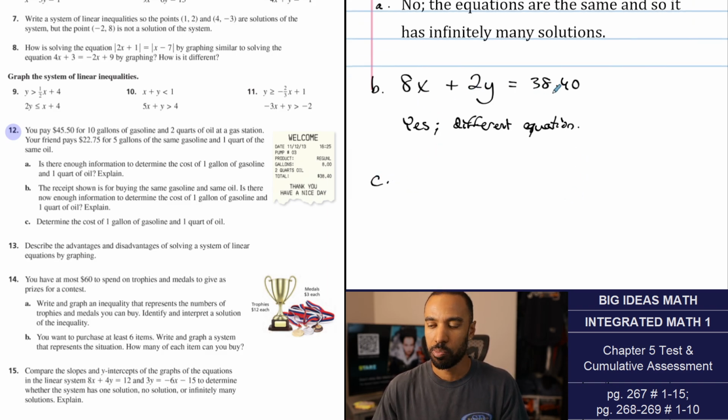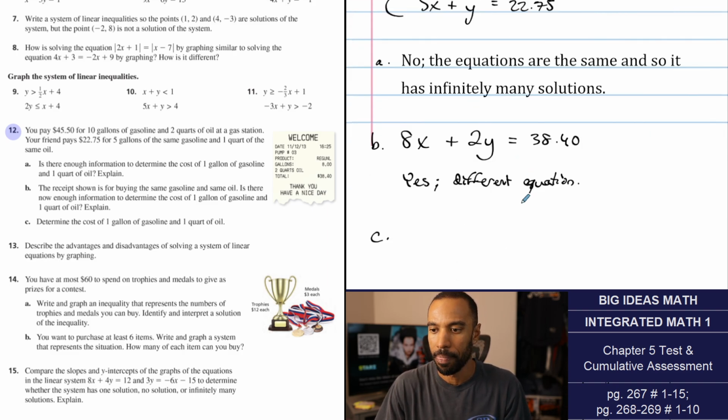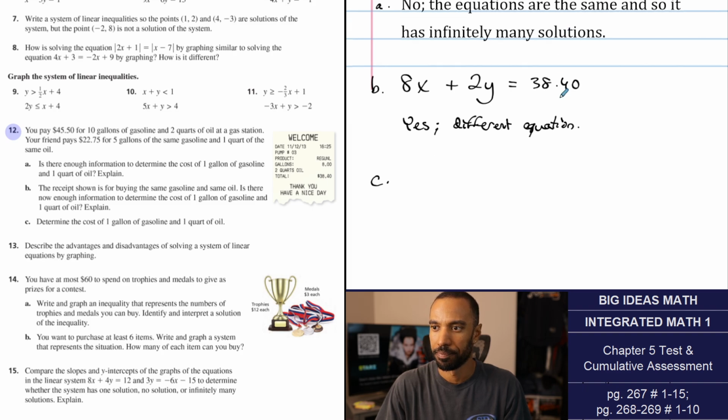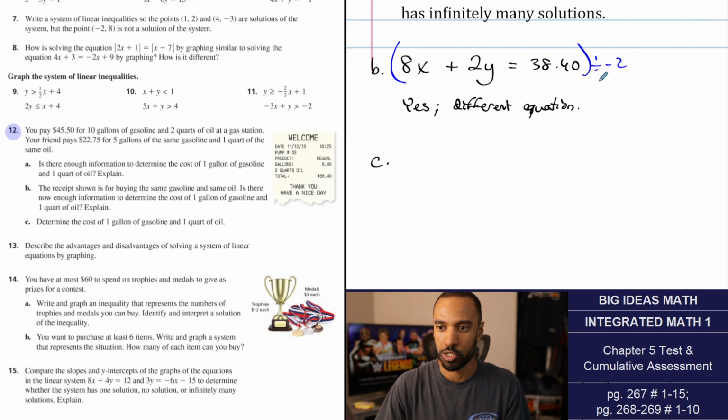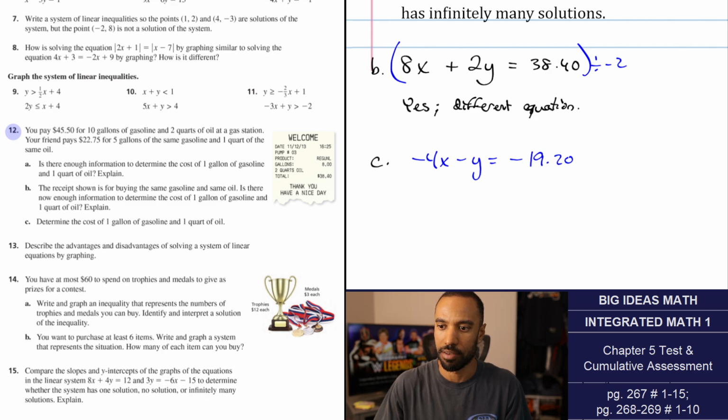So we have 8x plus 2y is 38.40. Here's the thing I'm going to do. I'm going to do it with the small one right here. That's the same equation as this, right? I'm going to divide this one by -2 because that will eliminate our y's, and it does it with smaller numbers. So now this will be -4x minus y equals -19.20. And then this one up here, 5x plus y is 22.75.